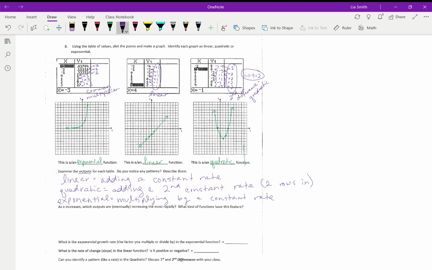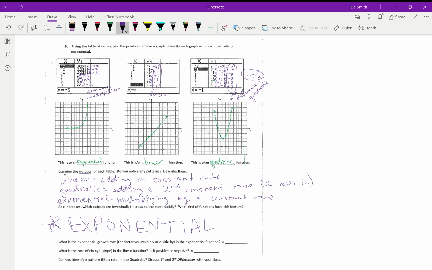So as x increases, which outputs are eventually increasing the most rapidly? What kind of functions have this feature? So what type of function is always going to reach the highest point the fastest? Exponential. Okay, this response should be automatic by the end of this unit. Exponential functions always will have the fastest rate.